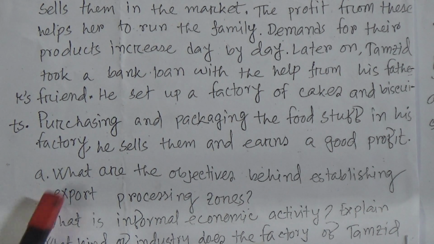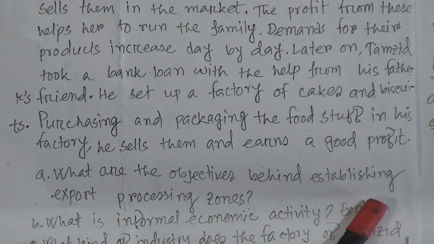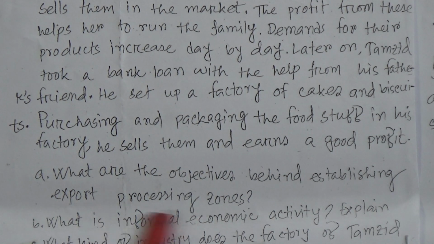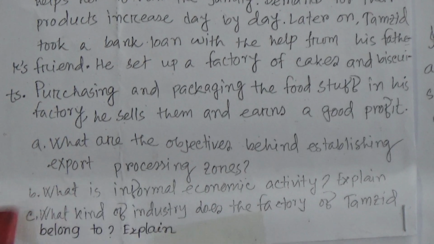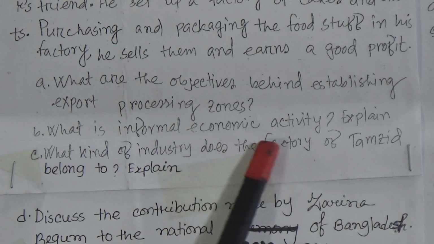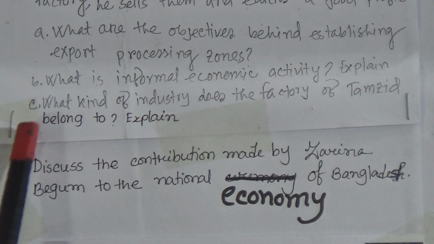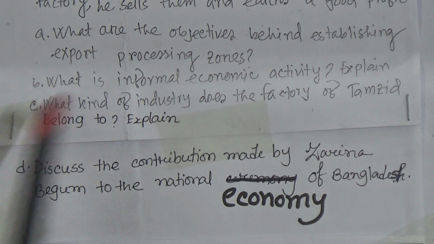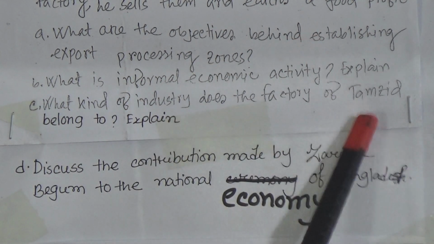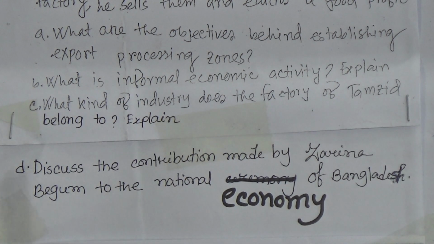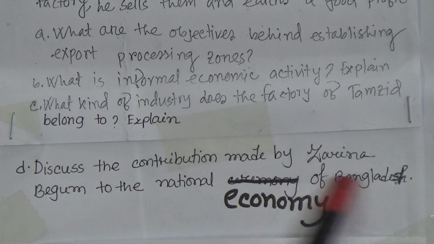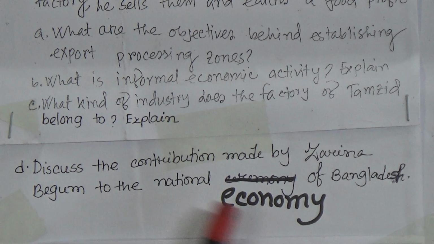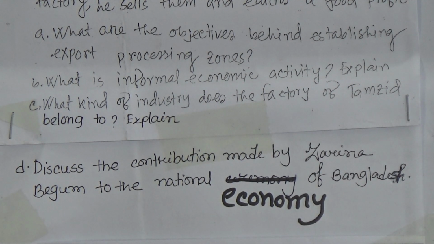The first question is, what are the objectives behind establishing export processing zones? Number B is, what is informal economic activity? Explain. Number C, what kind of industry does the factory of Tamjid belong to? Explain. Number D, discuss the contribution made by Jorina Begum to the national economy of Bangladesh.